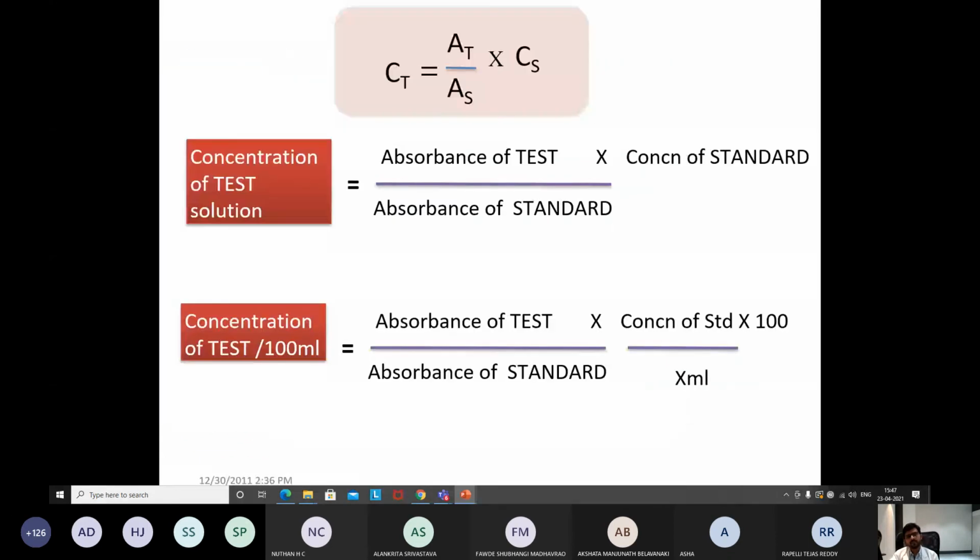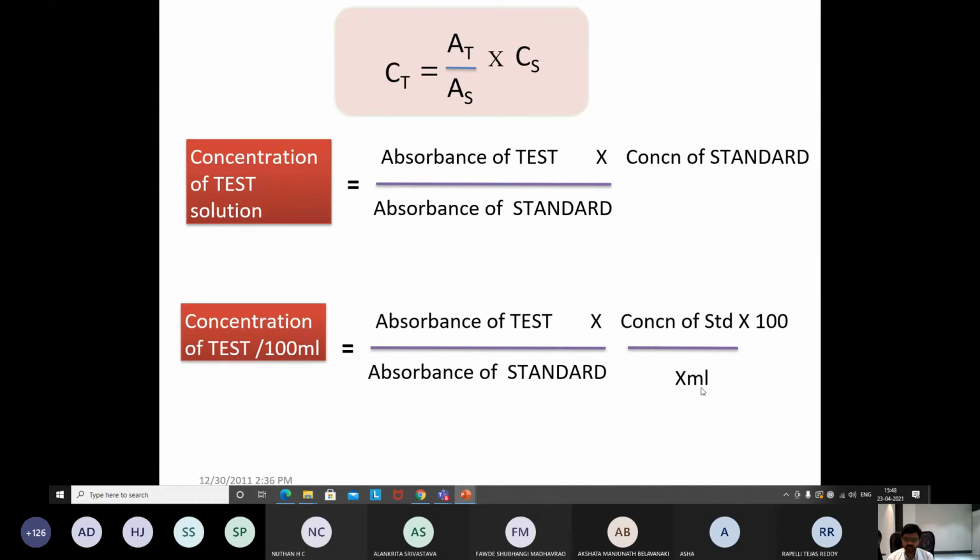So this is the formula. By using this formula we can calculate the concentration of the test solution. Ct is the concentration of the test solution, At is the absorbance of the test, As is the absorbance of the standard, and Cs is the concentration of the standard. This is the formula if you are calculating per 100 ml: absorbance of test divided by absorbance of standard, into concentration of standard, into X ml, into 100.